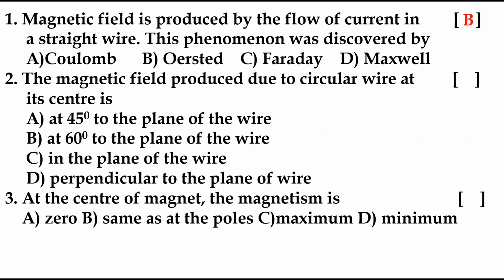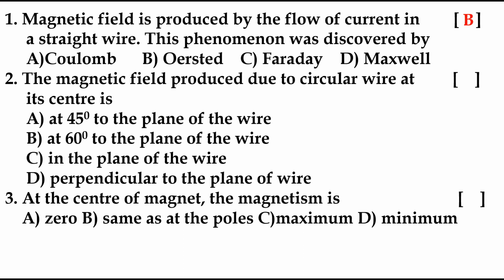First bit, magnetic field is produced by the flow of current in a straight wire. This phenomenon was discovered by option A Coulomb, option B Oersted, option C Faraday, option D Maxwell. Answer is option B Oersted.